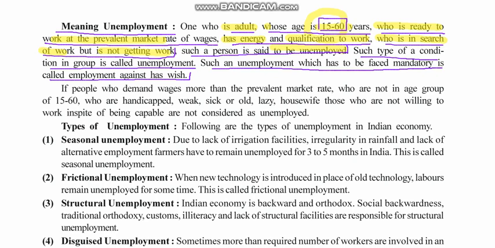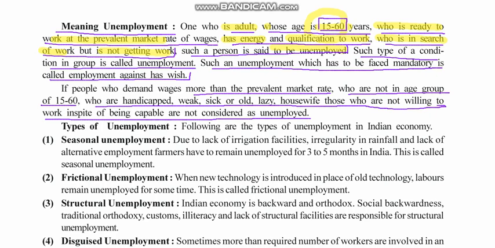Okay, people who demand wages more than the prevalent market, who are not in the age group of 15 to 60, who are handicapped, weak, sick or old, lazy, housewives, those who are not willing to work in spite of being capable, are not considered unemployed. So here you get the answer on each and every topic: those who are asking more than the prevalent wages, who are not in the group of 15 to 60, who are handicapped, weak, sick or lazy, housewives, and who are not willing to work in spite of being capable are not considered unemployed.